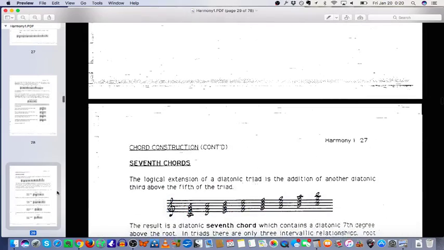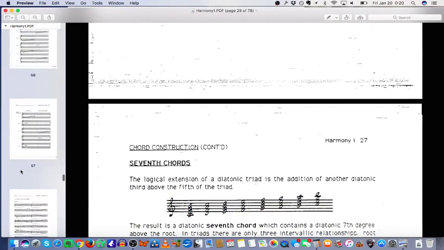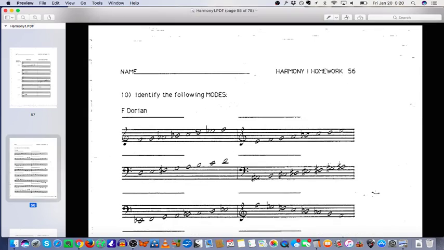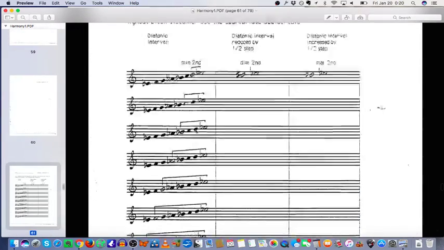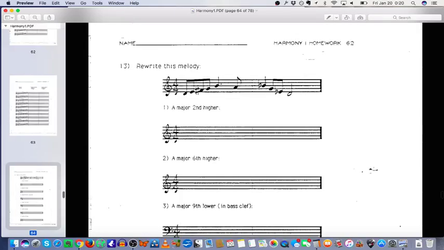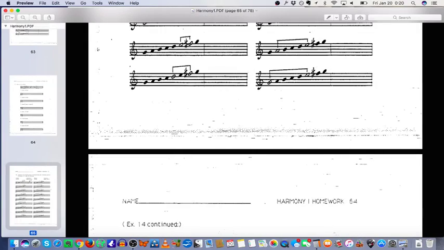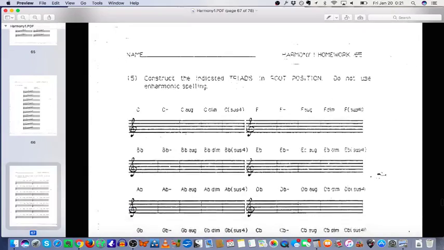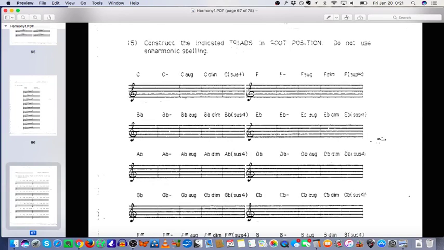Okay, so let's go to our homework. Let's see if I can find it. How quick do you think I can find it here? 12, 13, 14. Here's 15. Okay.